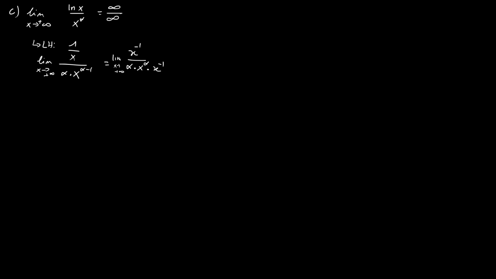So in this case, what can we do? We cancel out x to the power of negative 1 and x to the power of negative 1. And we get that we're finding the limit of x approaching positive infinity of 1 over alpha times x to the power of alpha, which in this case would just be 1 over a very large positive number, which is equal to 0. Okay, then let's try one more together. And here we'll do exercise E.